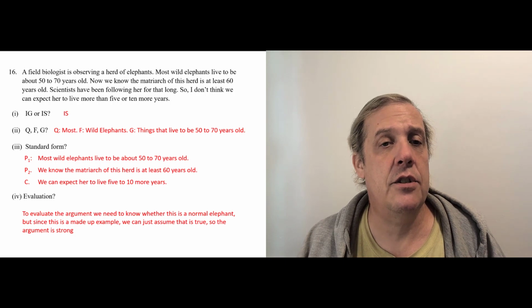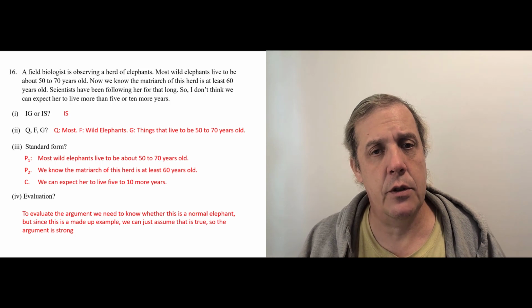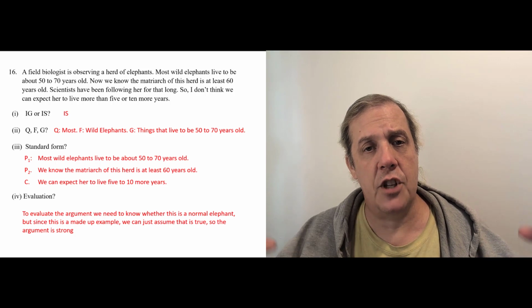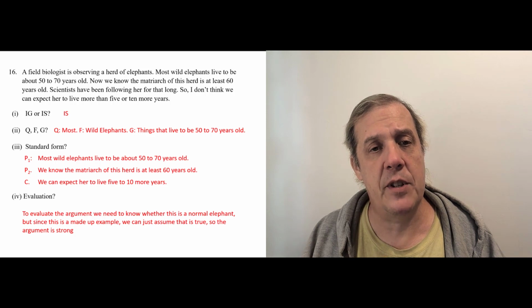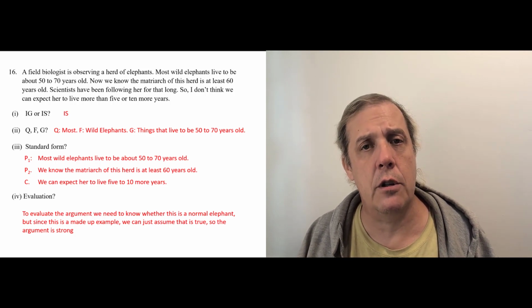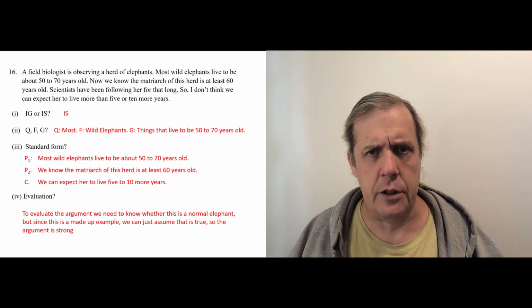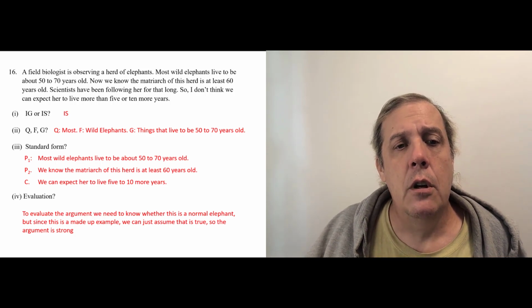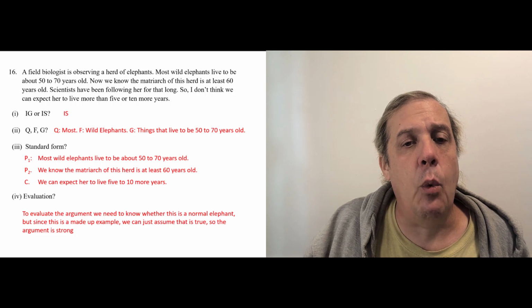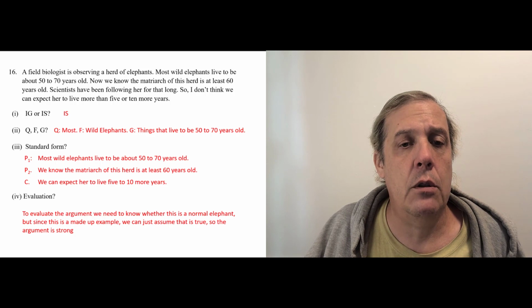So this is an instantiation syllogism. The big generalization is in the premises. Most wild elephants live to be about 50 to 70 years old. Big generalization about wild elephants. The conclusion is about a specific elephant, the matriarch of this herd that they're following. Elephants are matriarchal. They're led by the eldest female. So our quantifier is most. Our property F is being a wild elephant, and G is living to 50 to 70 years old.